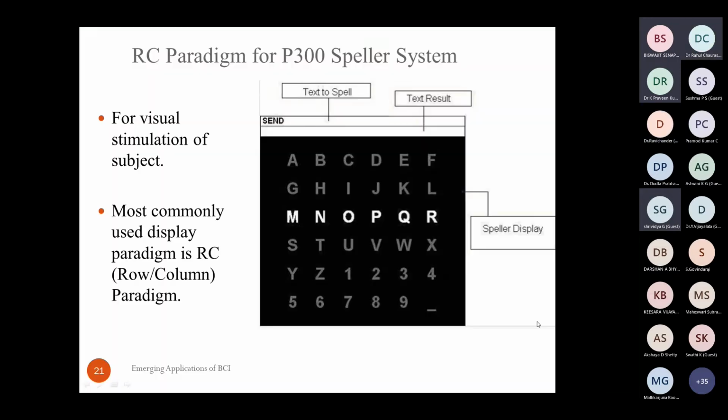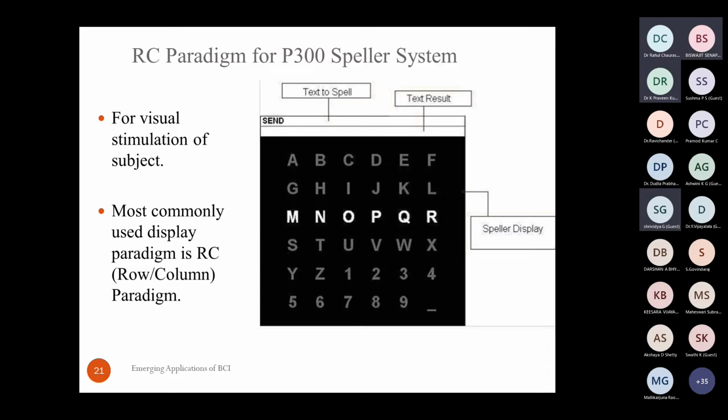So the data set is available on the internet for this RC paradigm of 36 characters. I will share this entire PPT. It will have the link and full details of where you can download. I am coming to that page only after this.